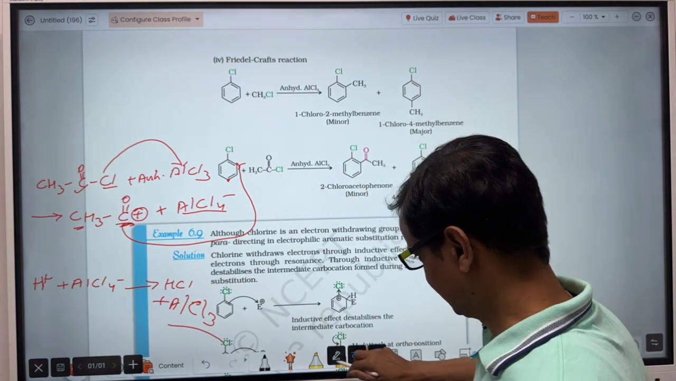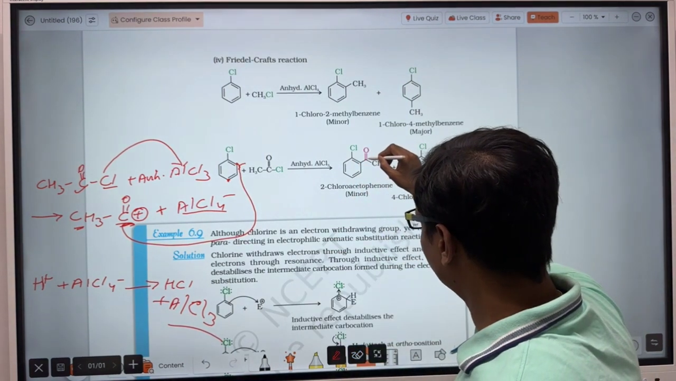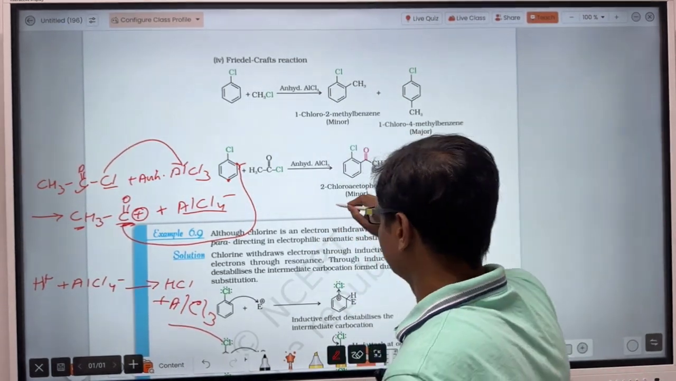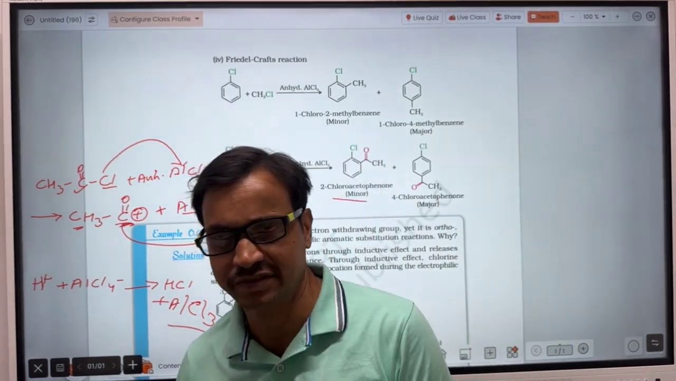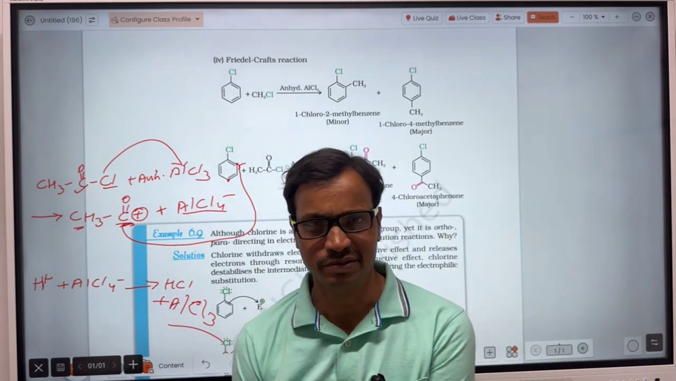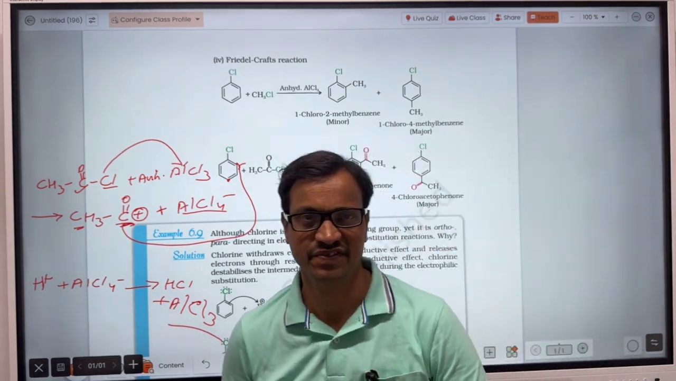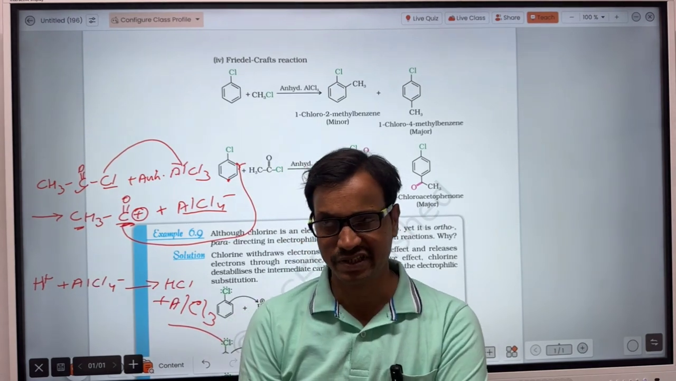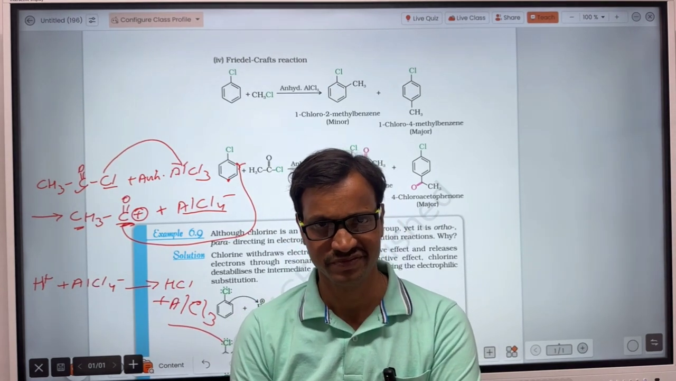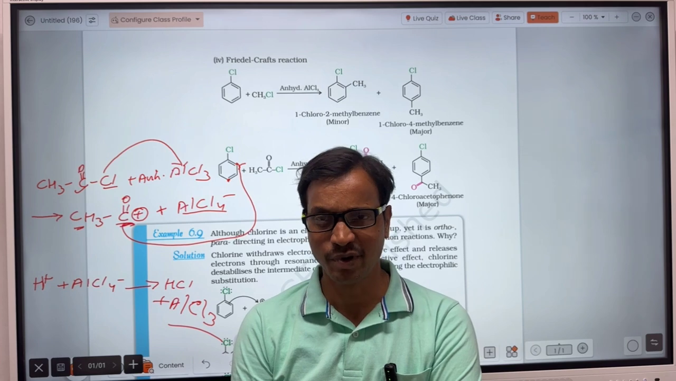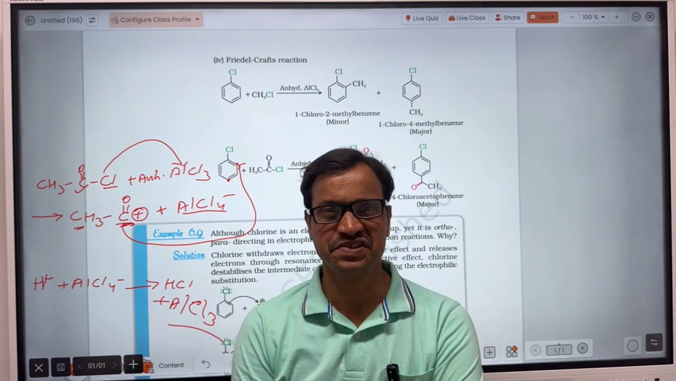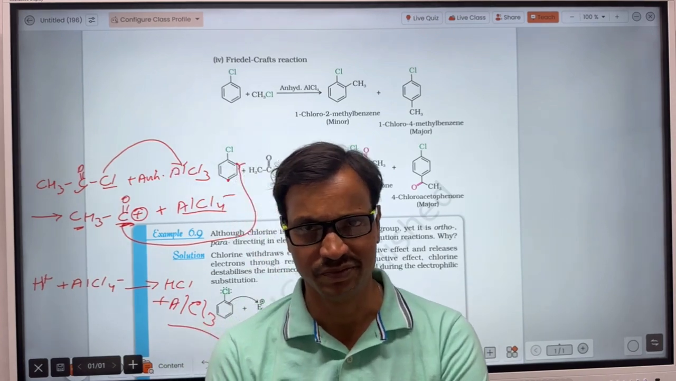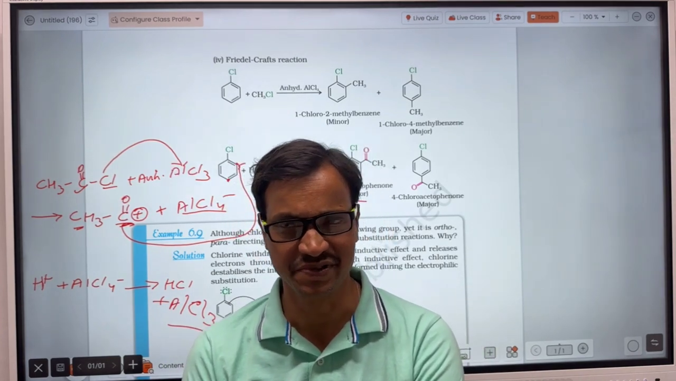Let's see. So what happened? The open chain compound is containing the functional group. In this compound, the first one I am doing, the second you do by yourself. When the open chain contains the functional group, the name of the compound will be based on the open chain, and the cyclic group will act as substituent.